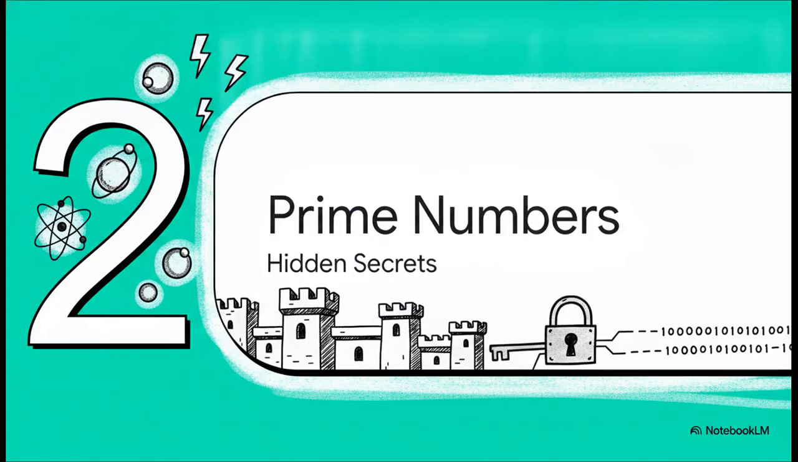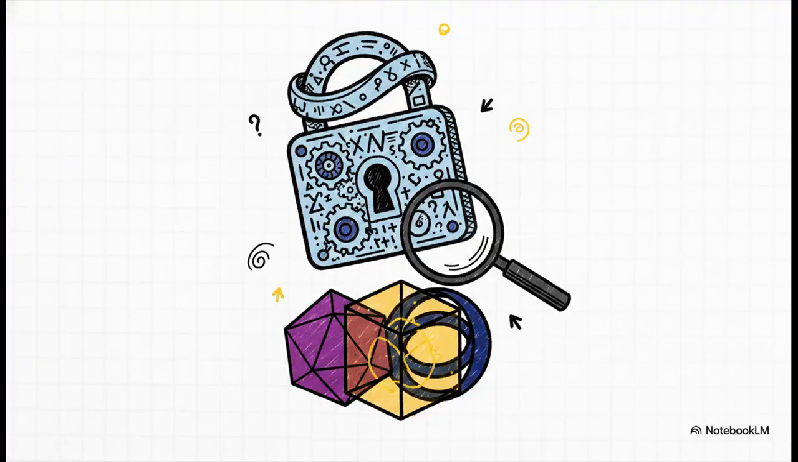Moving on to Chapter 2, Hidden Secrets of Prime Numbers. Now we're plunging into the really elusive stuff, primes. These are basically the atoms of mathematics. They're indivisible, totally unpredictable, and fiercely independent. And honestly, understanding their basic properties and prime factorization isn't just theory. It is the bedrock of modern cybersecurity.